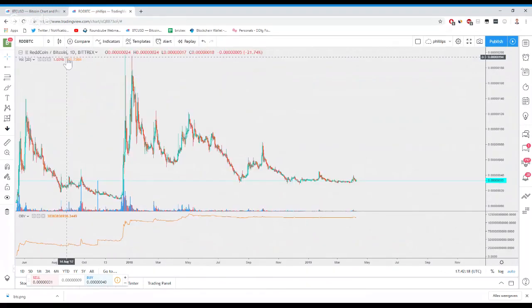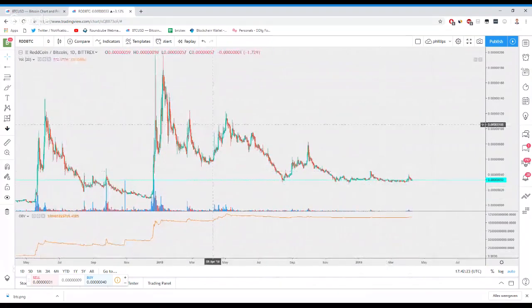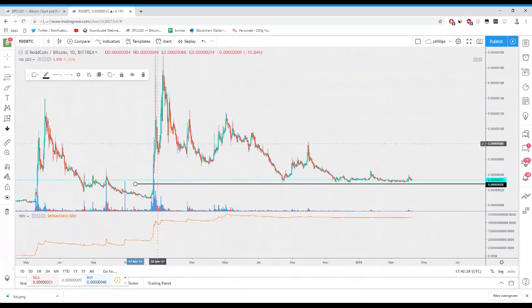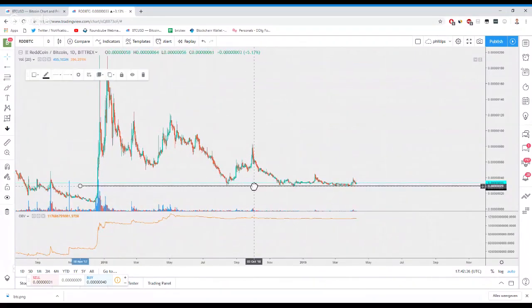RDD. In all honesty, I've been looking at RDD, and this would make for a pretty safe position to build, because if we consider this the actual resistance, normally I would put it up a little bit higher, but just to be safe, 28 satoshis would make for a very good risk tolerance.